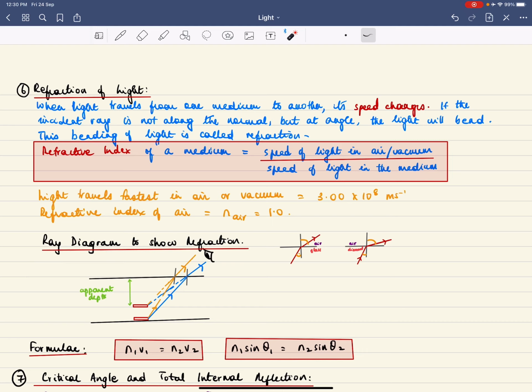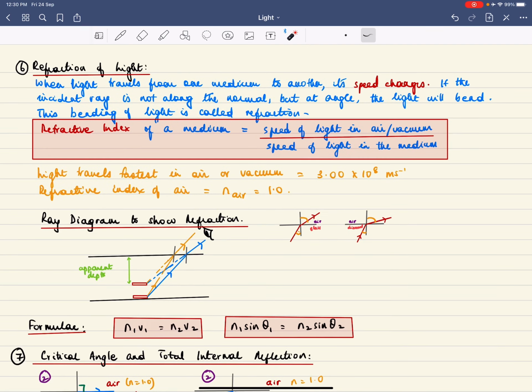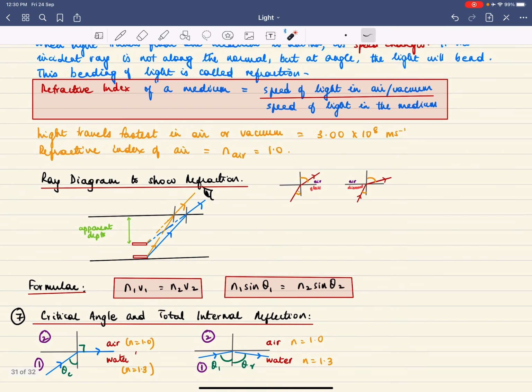So light travels fastest in air or a vacuum, and the speed of light in air or vacuum is 3 times 10 to the power of 8 meters per second. This value should be given to you. It might be useful to remember that if you're comparing the speed of light in a vacuum to the speed of light in air, it's going to be the same number. So the refractive index of air is 1, and the refractive index of everything else is greater than 1.